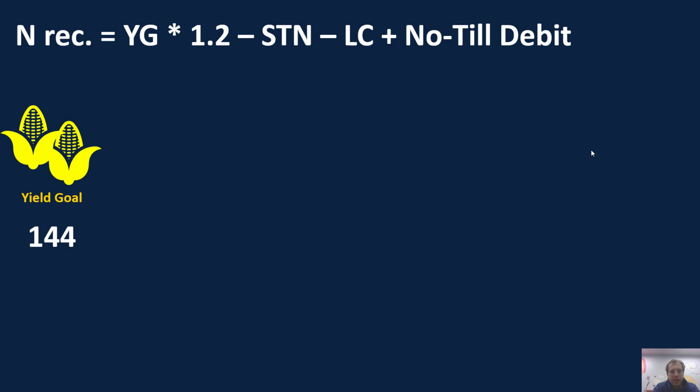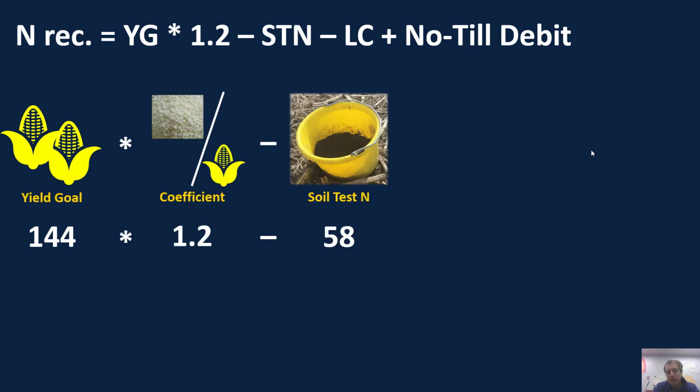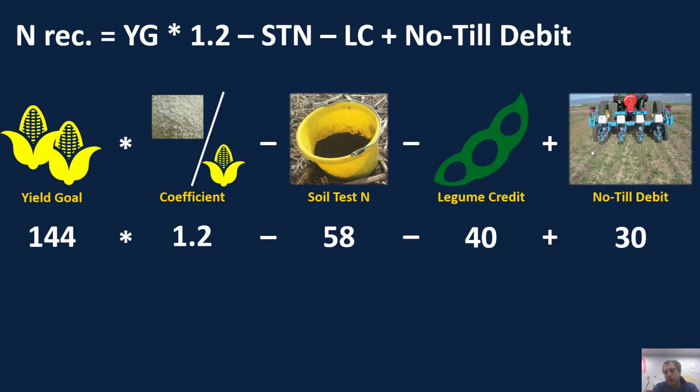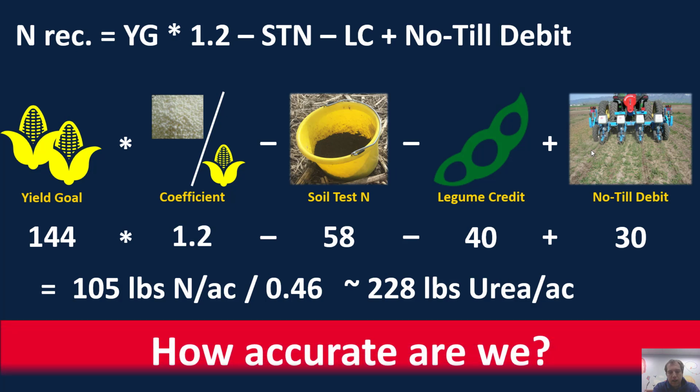So just an example, we take our yield goal 144, multiply it by 1.2, subtract soil test N, say 58 pounds of nitrogen. We are previous soybeans, so we subtract 40 pounds more. And say we just transitioned to no-till a couple years ago, so we add 30 pounds of N. We do the math, we get about 228 pounds of urea per acre, which would be our recommendation. So then the question is, how accurate are we?